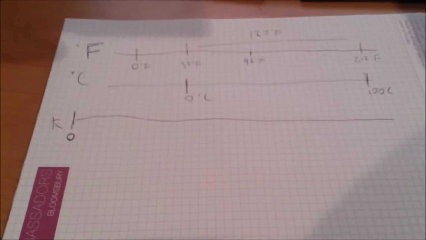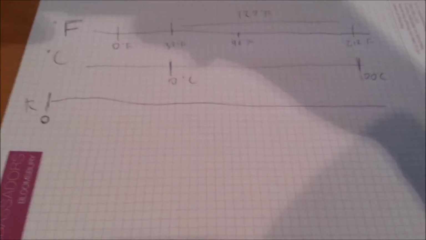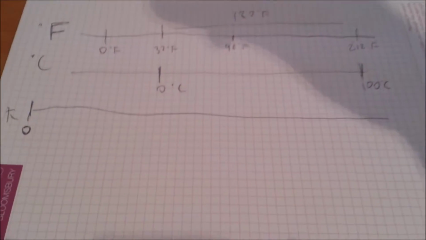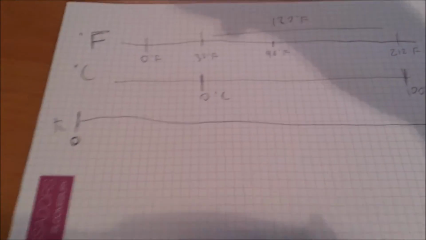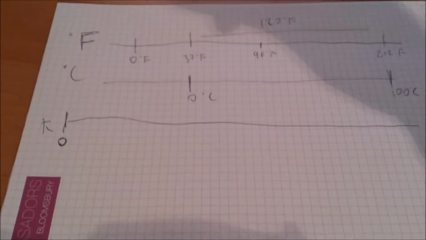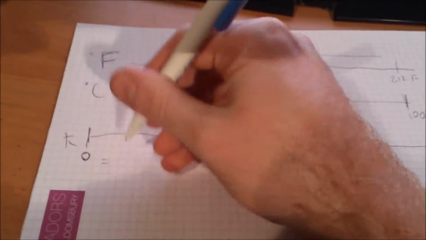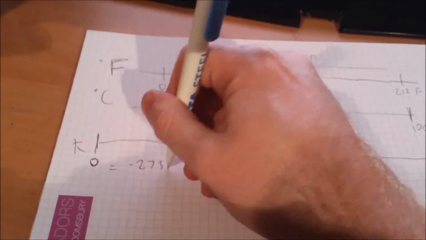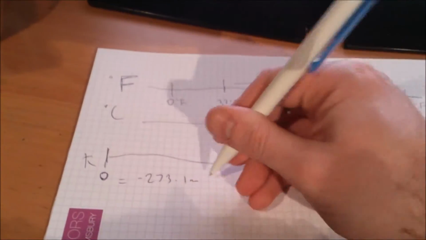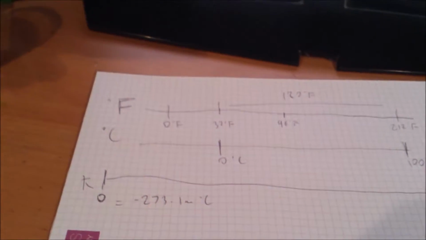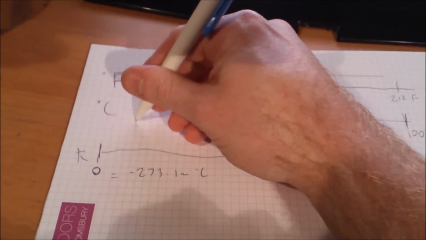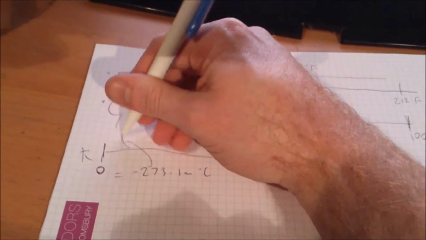And the size of each degree Kelvin, well, they're not called degree Kelvin. Kelvin is the standard unit of temperature used nowadays. A Kelvin is equal to a degree C in the magnitude of its difference. So 0 is equal to minus 273.1 something degrees C. So if we extended this scale down to 0 Kelvin, that number would go there.